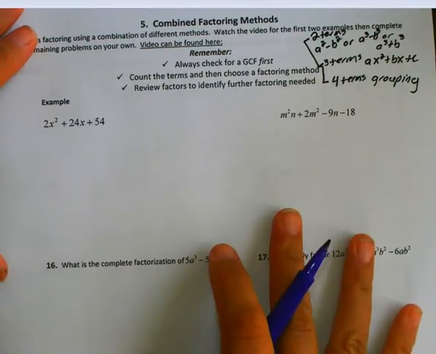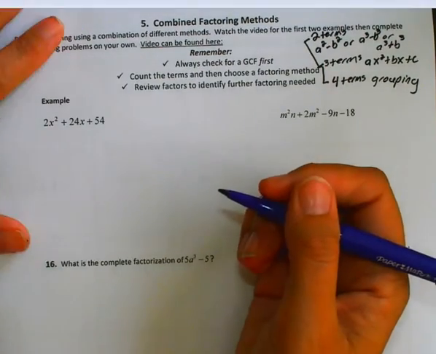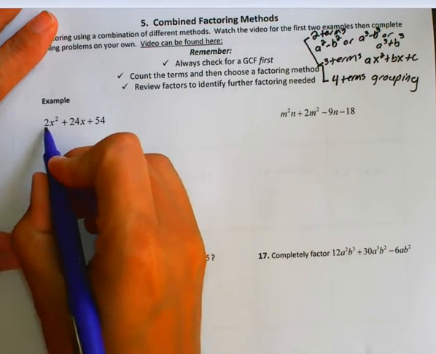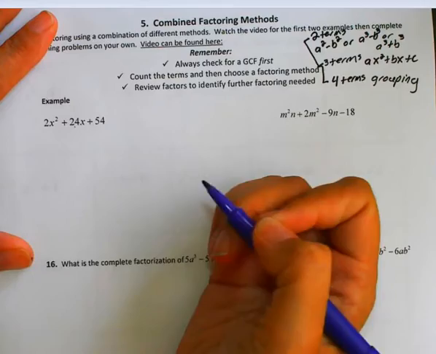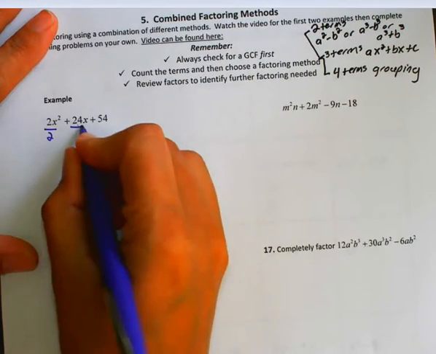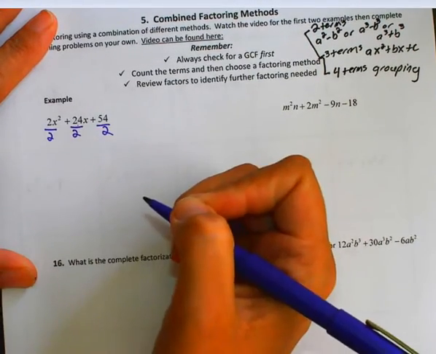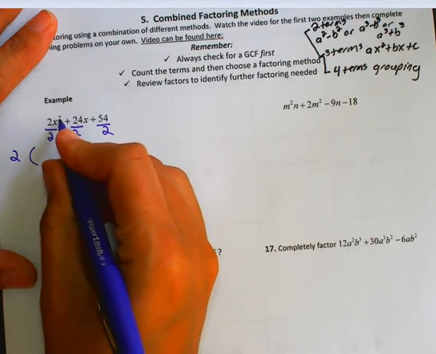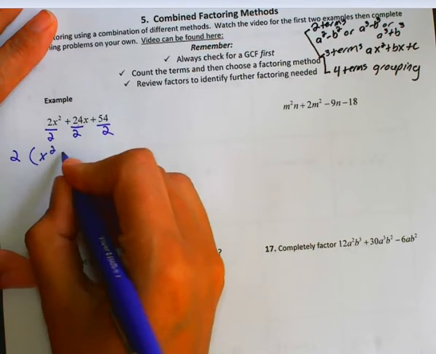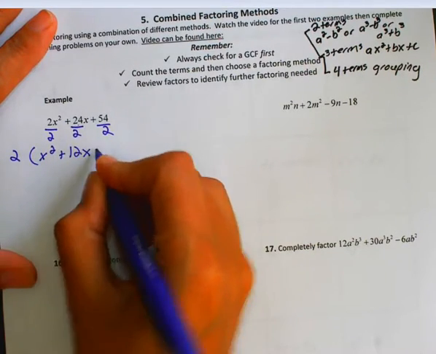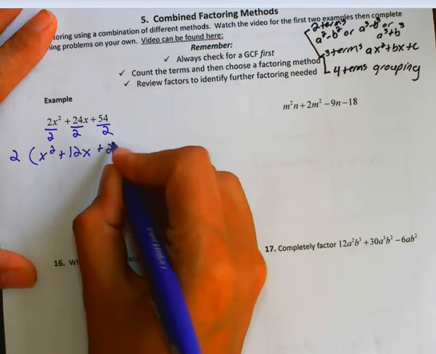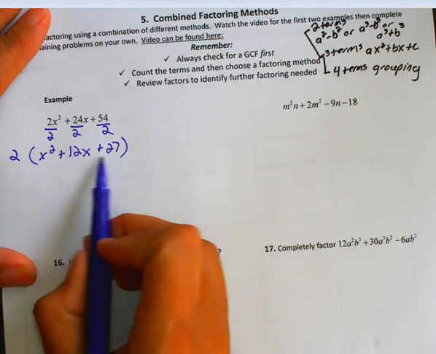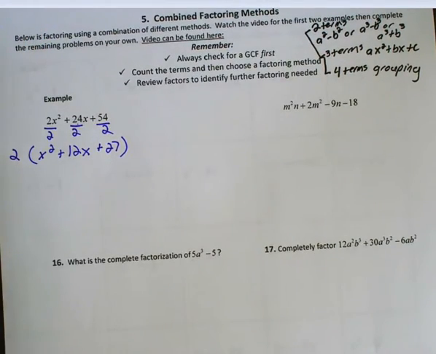The first example is 2x squared plus 24x plus 54. So the first thing I'm going to do is look for a GCF. Do I have a GCF for 2, 24, and 54? I do, and that number is 2. So I can divide out 2 out of each of these. I'm going to write the 2 on the outside of the parentheses, and on the inside I'm going to write x squared plus 12x plus 27. Now notice I'm not done. I still have a quadratic trinomial in here that is factorable.